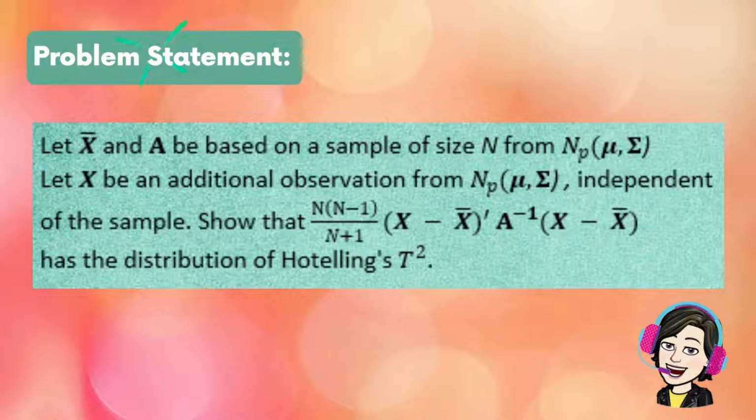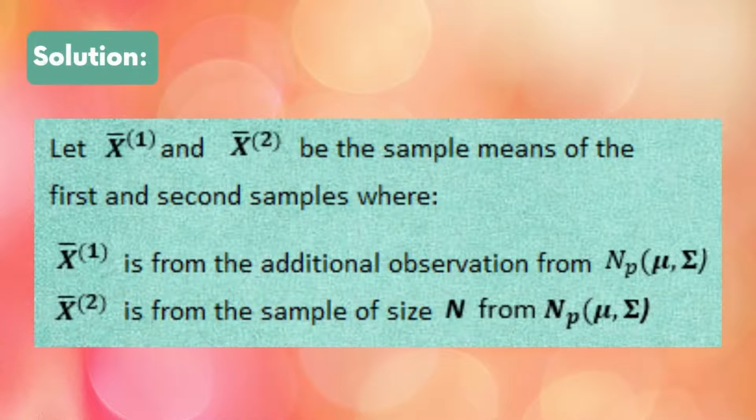Show that n times n minus 1 over n plus 1 multiplied to x vector minus x bar vector prime times the inverse of matrix A multiplied to x vector minus x bar vector has the distribution of Hotelling's t-squared. Here is our solution. This is a two-sample problem.